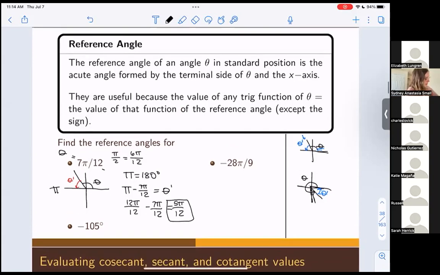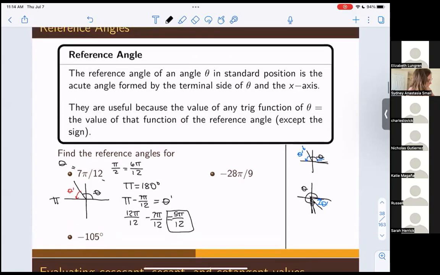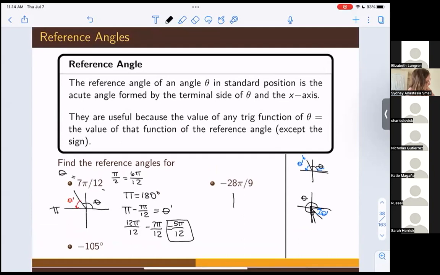Let's do the other one in radians, negative 28 pi 9ths. Again, I would like to draw a picture for this one because that seems easiest. This is a very big number, so I'm going to think about walking around the circle in the clockwise direction because it's a negative angle, until we land where we need to. For every half circle we go around, we are going 9 pi 9ths, because half of a circle is pi radians. So I'll just count that way.